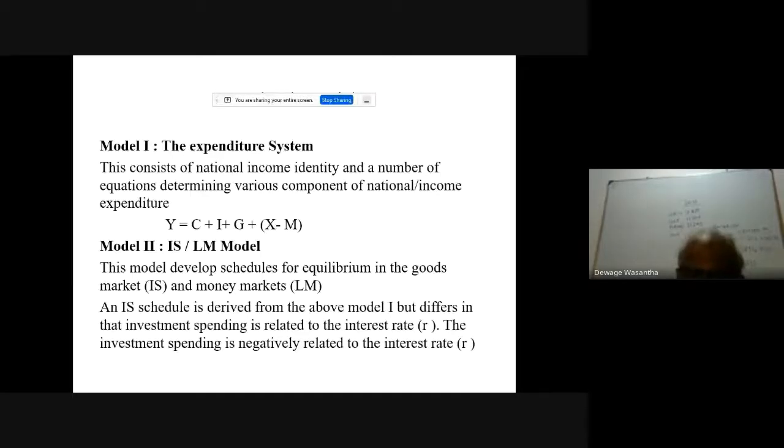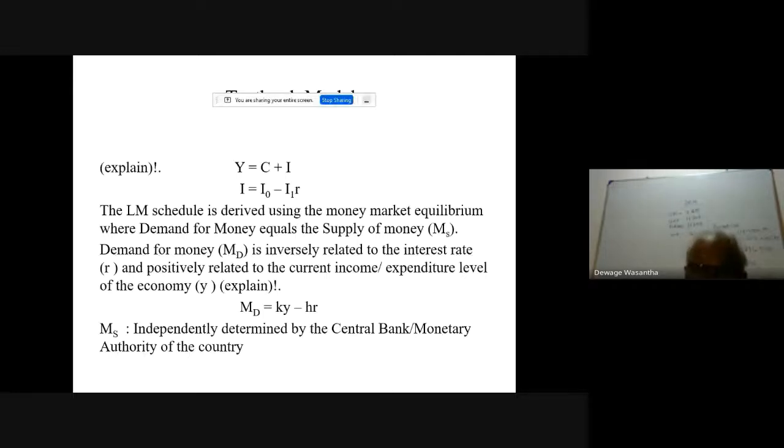The ISLM model develops the schedule for equilibrium in the goods market and the money market. The IS schedule is derived from the above model 1, but differs in that investment spending is included. I'll discuss this again here. In the goods market, Y equals C plus I, and the investment function is there. Using that we derive the IS curve. In the money market, the monetary sector, there is demand for money and supply of money. Using that, we explain the money market equilibrium. I think I have a separate lesson for this one. Briefly, it's a curve.